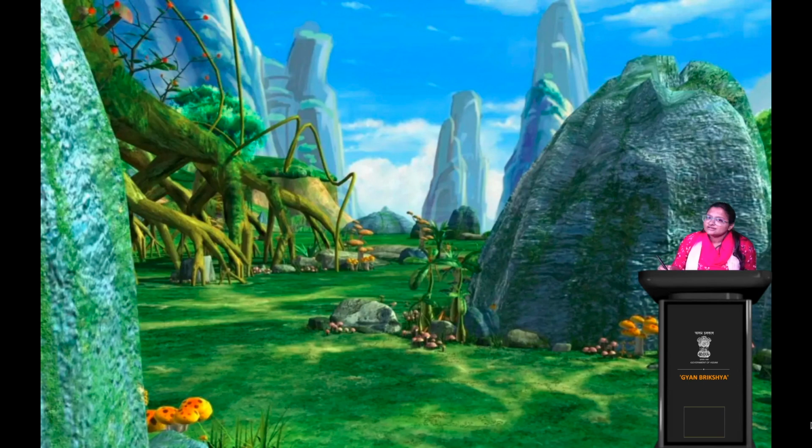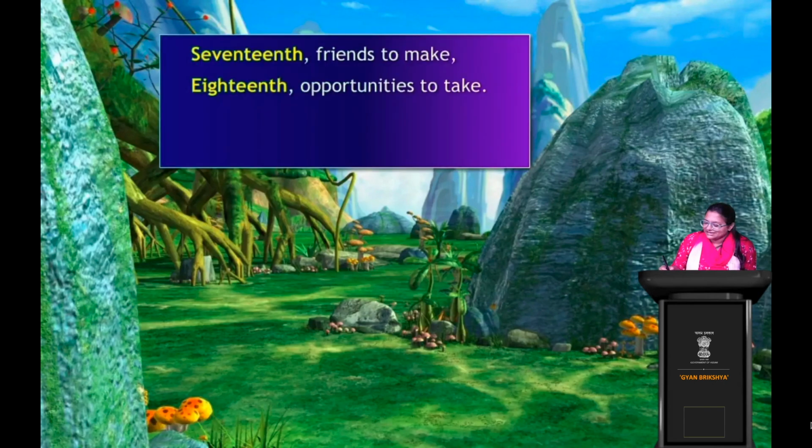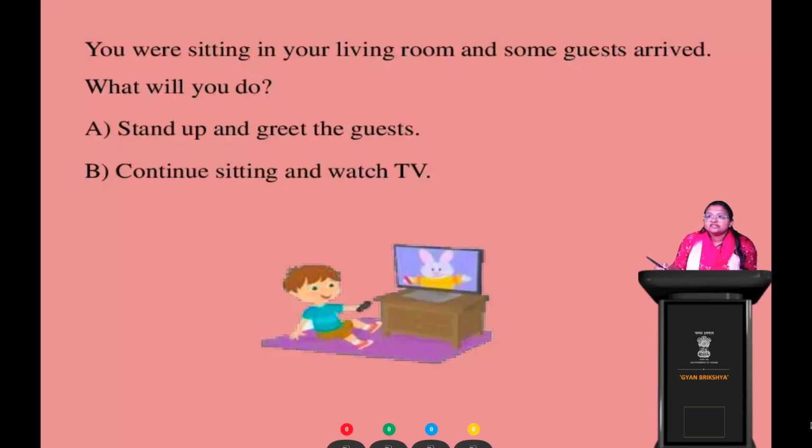13th, a class so bright. 14th, learning will delight. 15th, new skills to acquire. 16th, knowledge to aspire. 17th, friends to make. 18th, opportunities to take. 19th, challenges to overcome. 20th, future to become. Right? So remember this poem and through that try to remember the ordinals and the spellings. Now we will solve this particular question.